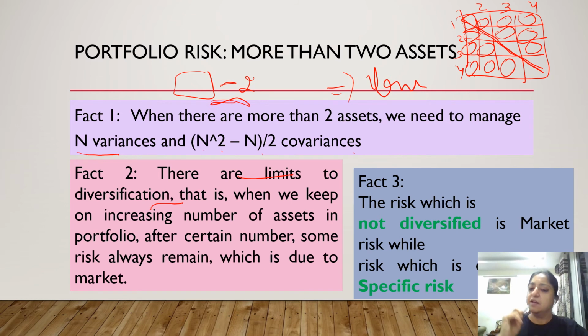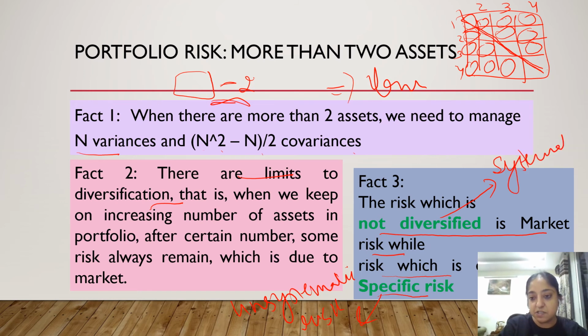Number 3, there is some risk which will remain undiversified. This undiversified risk is known as the market risk. And there is some risk which we can always diversify, which we'll call specific risk. We call this specific risk unsystematic risk, and we call this risk which cannot be diversified systematic risk.